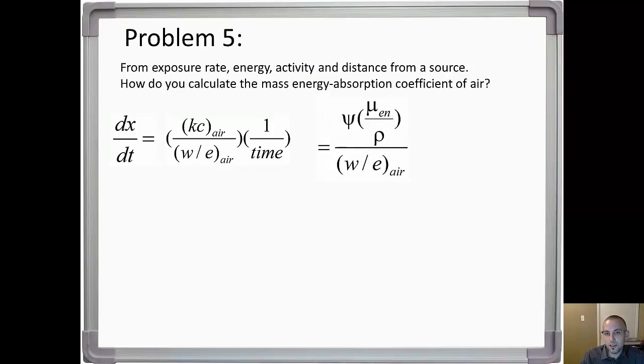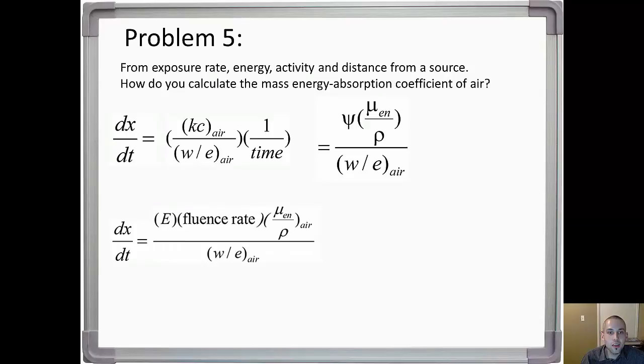Okay, let's break down that collision kerma into even more components. So now the collision kerma turns into the energy fluence. I know the symbol looks a little funny, that's the font. That is the energy fluence. Now that term right there is the mass energy absorption coefficient. You can look that up in tables and ADDICS.